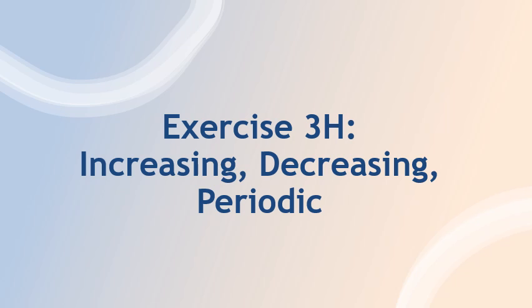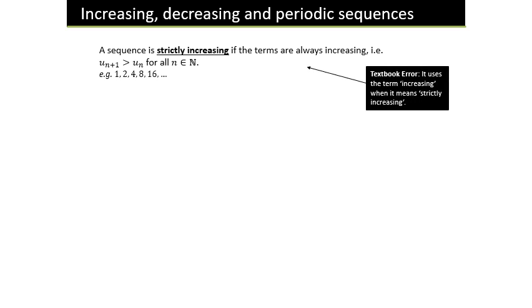Okay, year 12. Here we're going to be looking at exercise 3H, which is on increasing, decreasing and periodic sequences. This is a reasonably short exercise. So what you need to know is this. A sequence is strictly increasing if the terms in the sequence are always increasing, i.e. this sequence here.